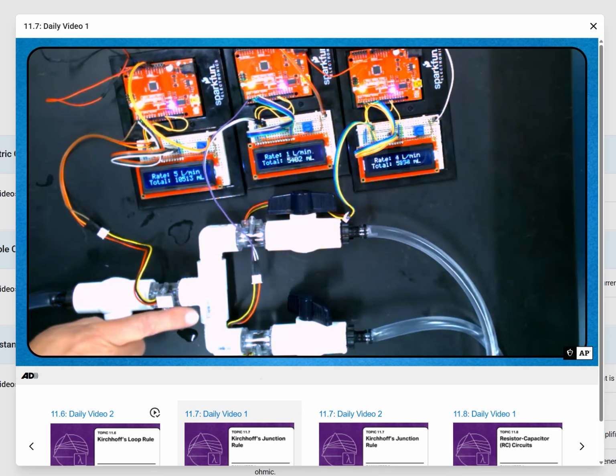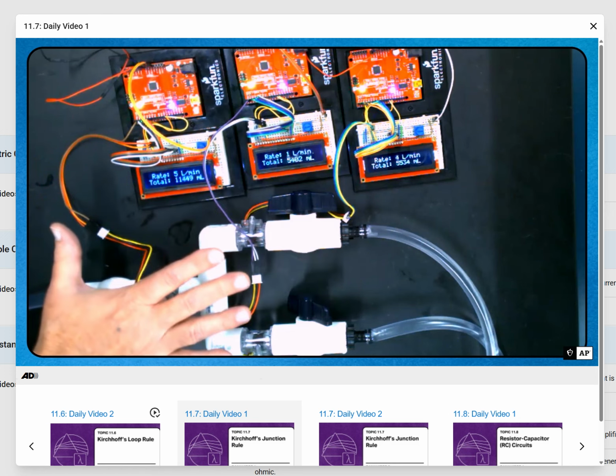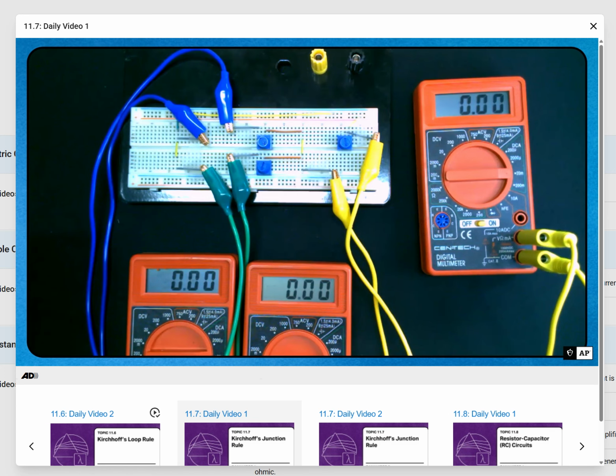We call the flow of water current. We call the flow of electricity current. Both of those things, we use the same word because they're nearly identical. So that, in a nutshell, is Kirchhoff's junction rule. So we can apply that idea to actual current in a circuit.